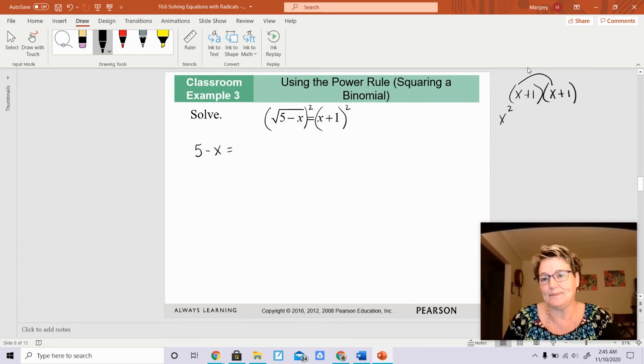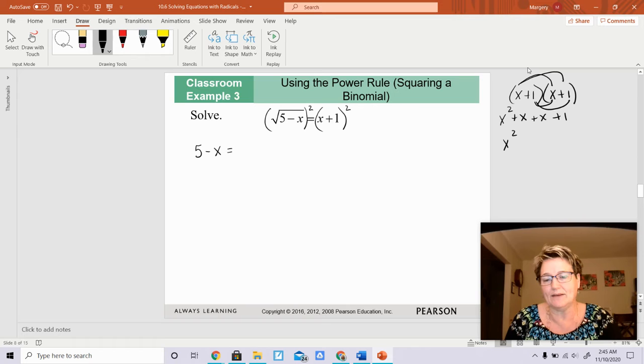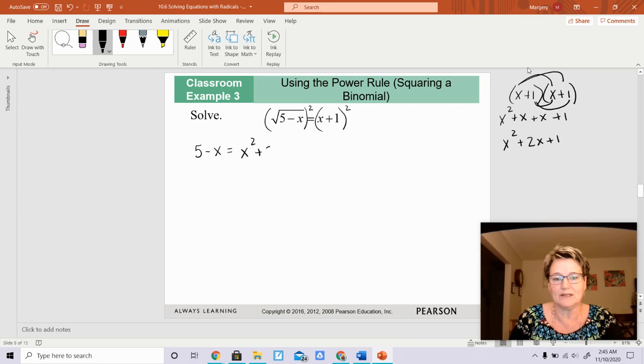And x times 1 is x. 1 times x is x. And 1 times 1 is 1. So when I add the like terms, I get 2x and then 1. So this over here is going to be x squared plus 2x plus 1.